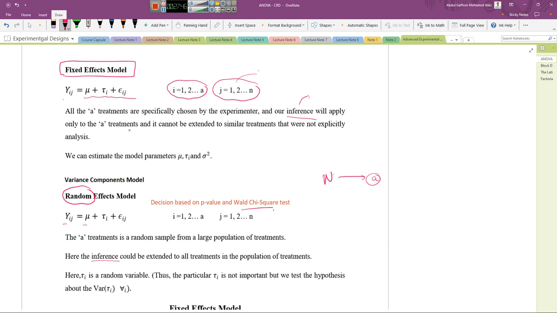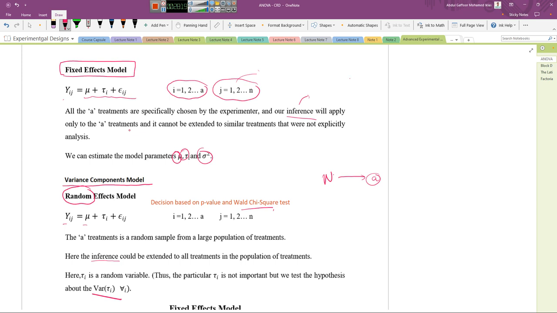Now here tau i is a random variable. Thus the particular tau i is not important, but we test the hypothesis about the variance, right? The other name for the random effect model is the variance components model. And in the variance components model, we have to test the hypothesis for variance. But in the fixed effect model, we will test the hypothesis for the model parameters. They are mu, tau i, and sigma squared.